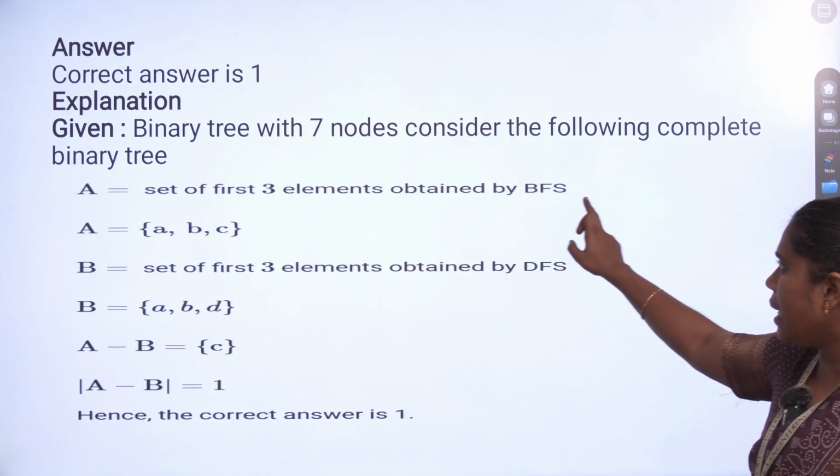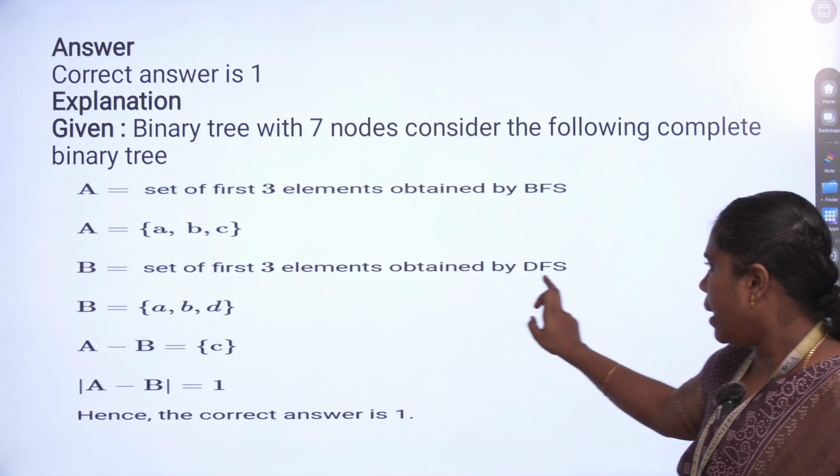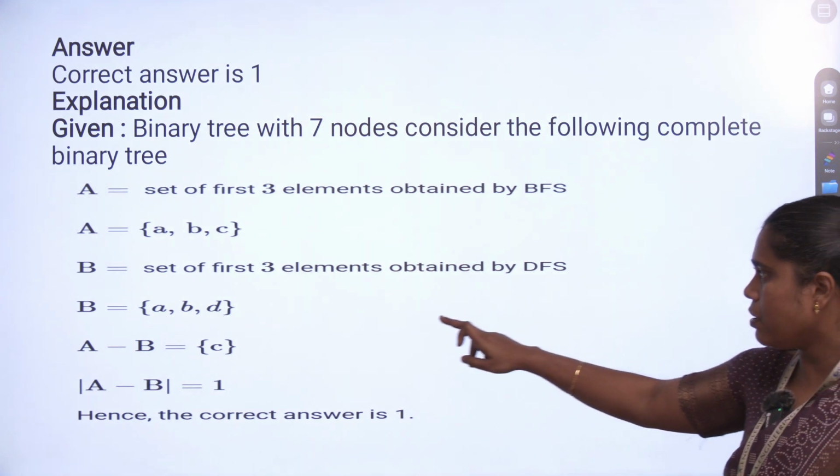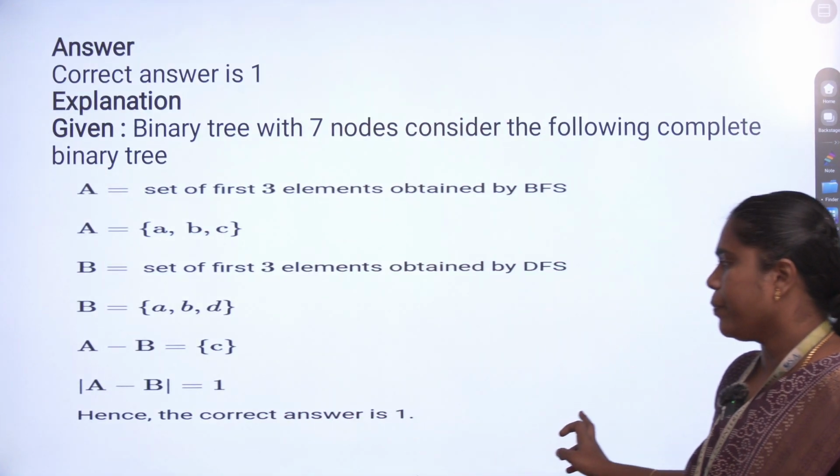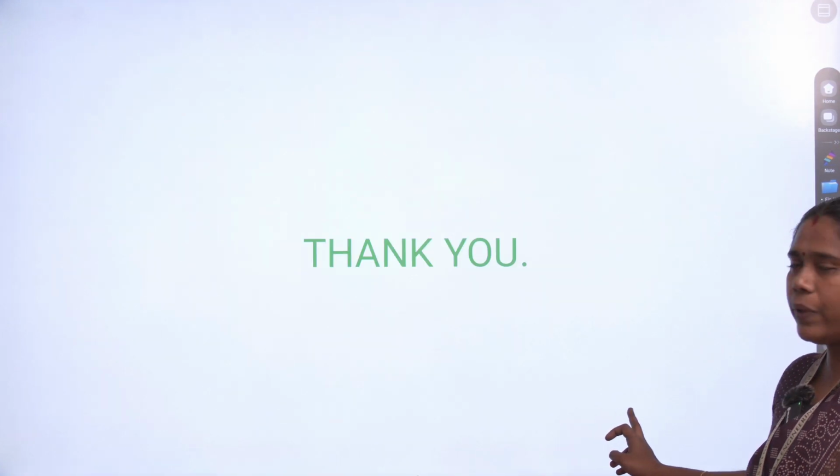So, understood: the first elements obtained are A, B, C. The elements obtained by DFS are A, B and D. So the difference is only the value C, which is value 1. So this is the final answer for this question.